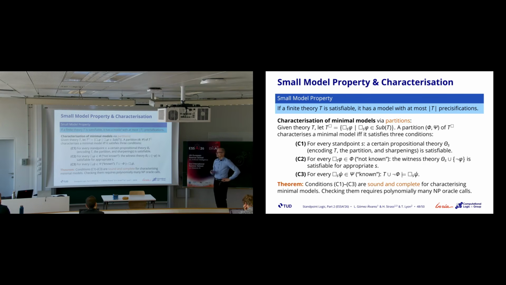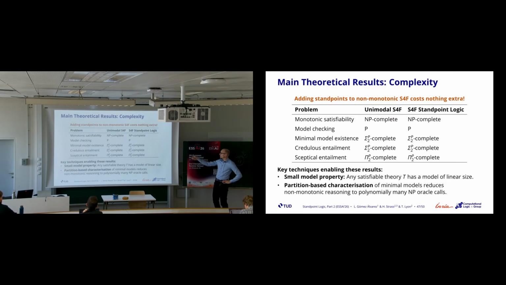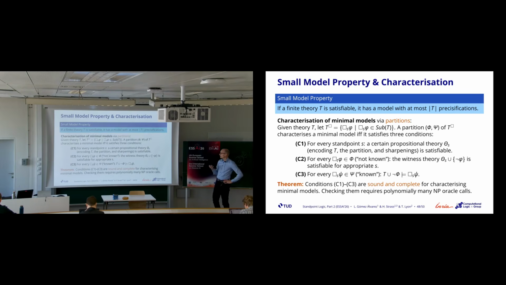And then, using a number of proofs, you can show that these conditions actually characterize the minimal models, where basically C1 and C2 characterize having a model, and C3 characterizes minimality. Right? And since this is only satisfiability in propositional logic, and this is only entailment in monotonic S4F, which we have also seen to be NP-complete, or co-NP-complete, if you will.